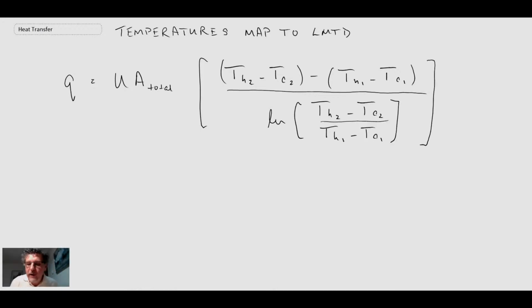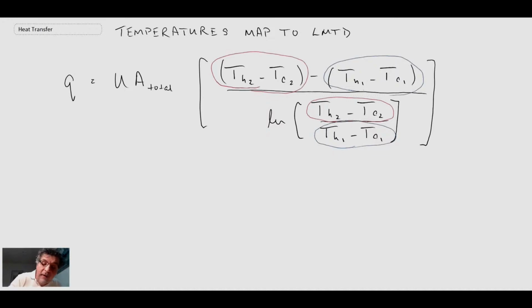Now, one thing to note, and this is a bit of a shortcut, or not a shortcut, but it makes it a little easier to remember. Notice that this expression here, TH2 minus TC2, is the one that is in the numerator, and then TH1 minus TC1 is in the denominator. So that is always the way that we have it configured for the LMTD temperature. And so it's useful if you remember those. It makes it a little easier when you're doing your calculations.